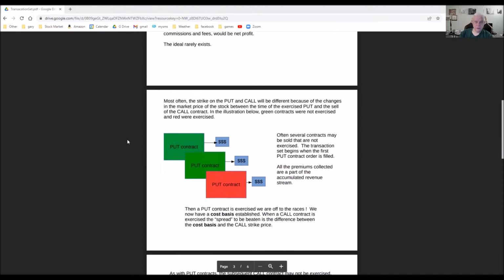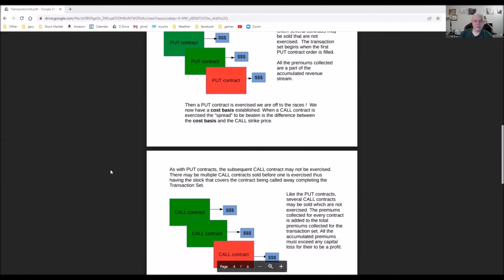Here's the way it could work. You could write a put contract, and it's not exercised. So using the same cash you had to cover the first one, you sell it again. And let's say, for the sake of this example, that one's not exercised. Then you write a third one, and the option is exercised. But now you've had three options with three premiums, and that's accumulative.